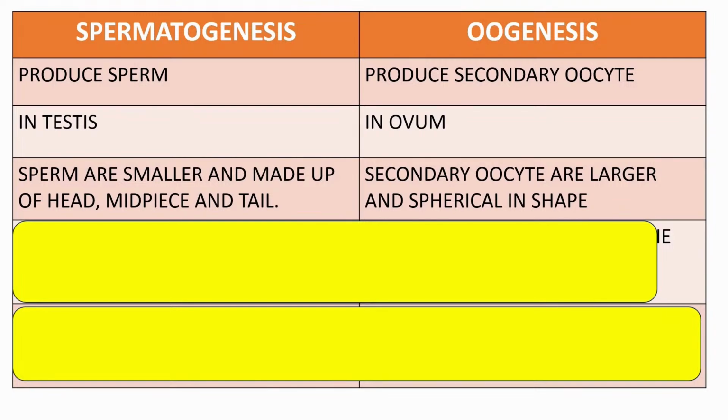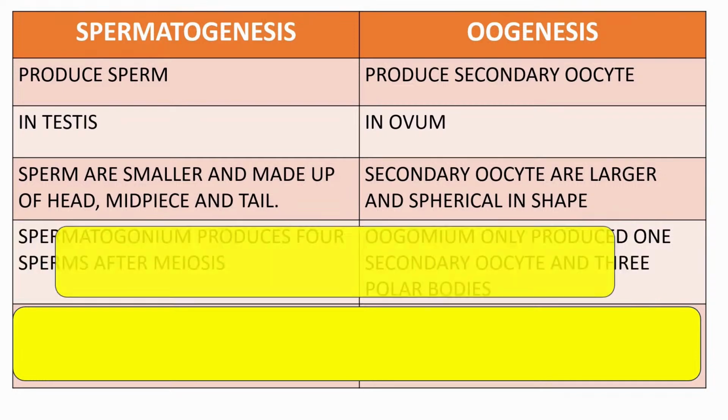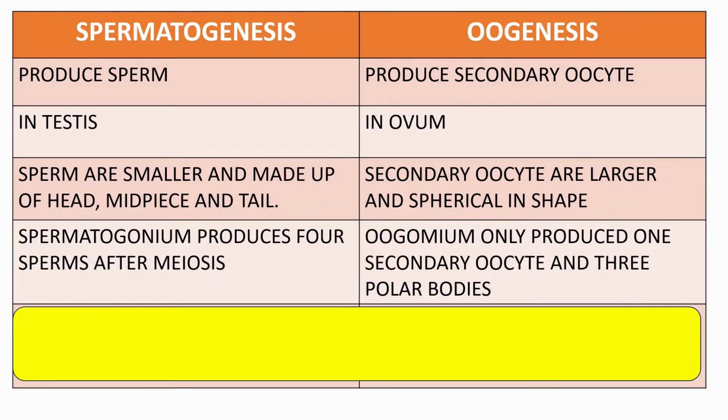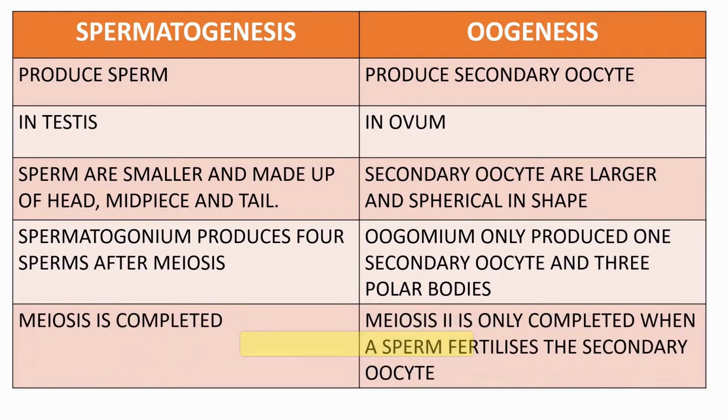And teacher just said just now, each spermatogonium will produce 4 sperm after meiosis, while oogonium only produces 1 secondary oocyte and 3 polar bodies. So meiosis is complete for spermatogenesis, while for oogenesis, it only completes when a sperm fertilizes or penetrates the secondary oocyte. Okay, so we already have 5 differences over here.